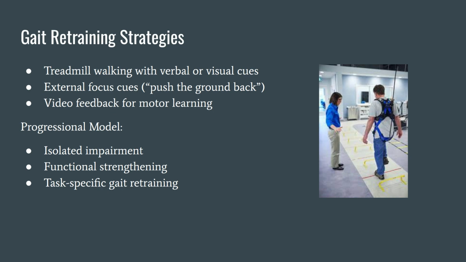The progressional model, and what we base most physical therapy concepts off of, is going from an isolated impairment to functional strength to task-specific gait retraining.